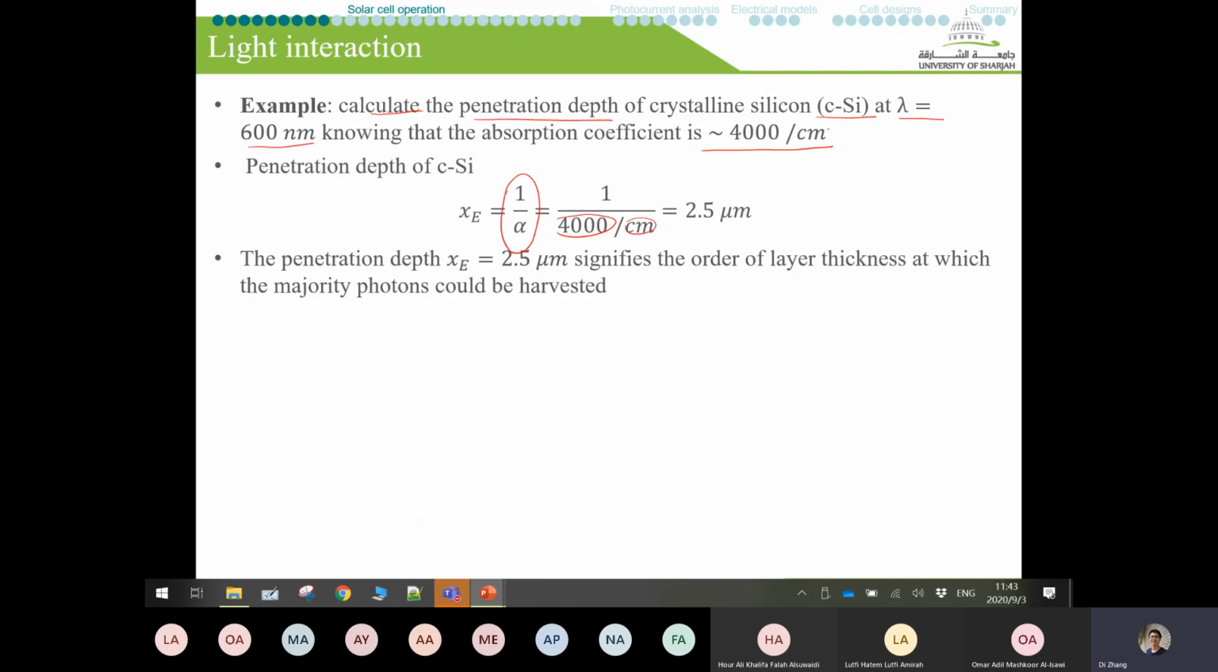Remember that this is in centimeter, but for penetration depths, typically we prefer to use the micrometer unit. So this equals only 2.5 micrometer. It means that for silicon at this 600 nanometer wavelength, the absorption is actually very, very efficient. Because in theory, we just need 2 or 2.5 micrometer, and then we can capture around 60 or 70% of the incoming irradiance.